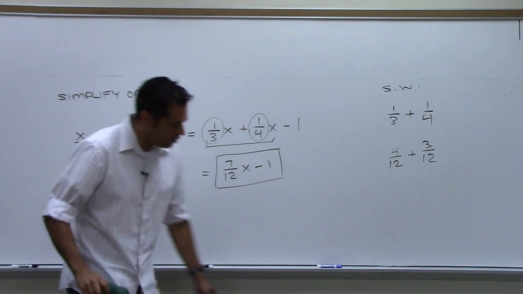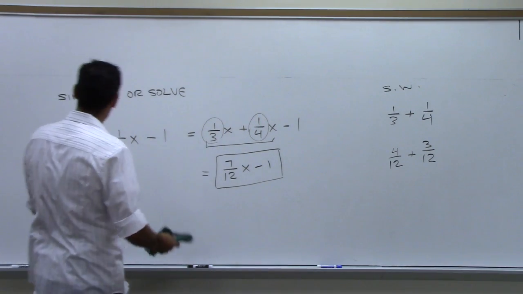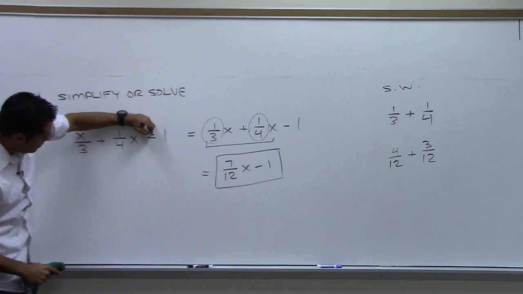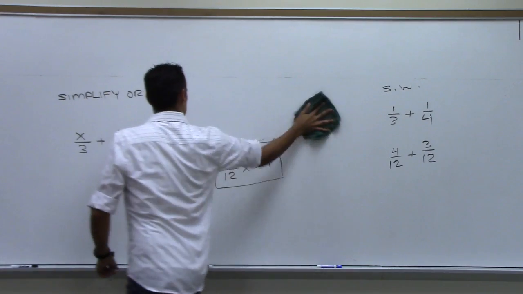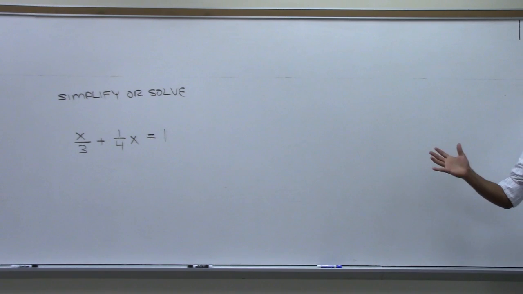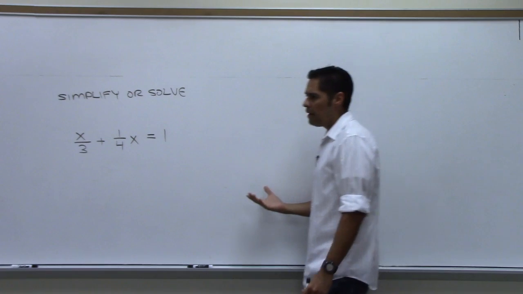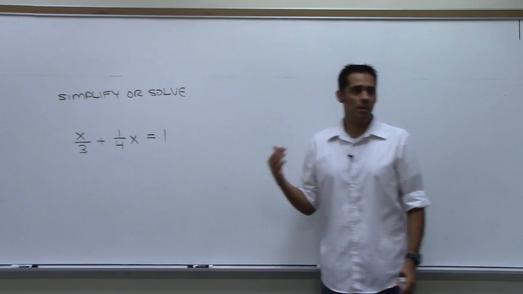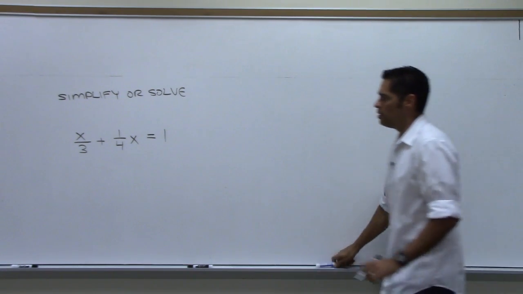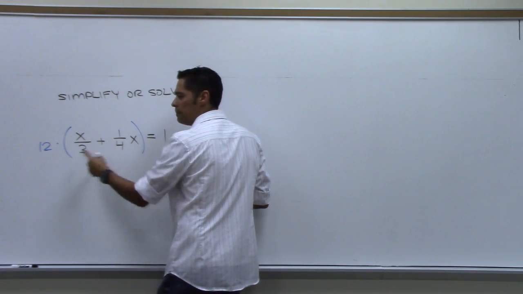Now compare that problem to this problem. I'm going to take this same thing right here. I'm going to change that to an equals 1. Totally different ball game now, right? We have a linear equation. I have fractions. I don't like fractions. I'm going to clear the fractions. So I'm going to multiply both sides of the equation here by 12. So I'm going to multiply 12 on this side. Since there's two terms, I need parentheses.